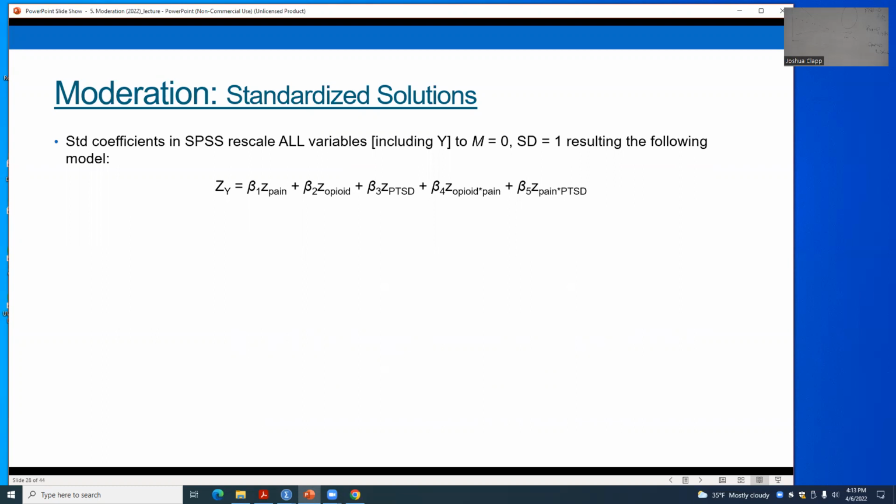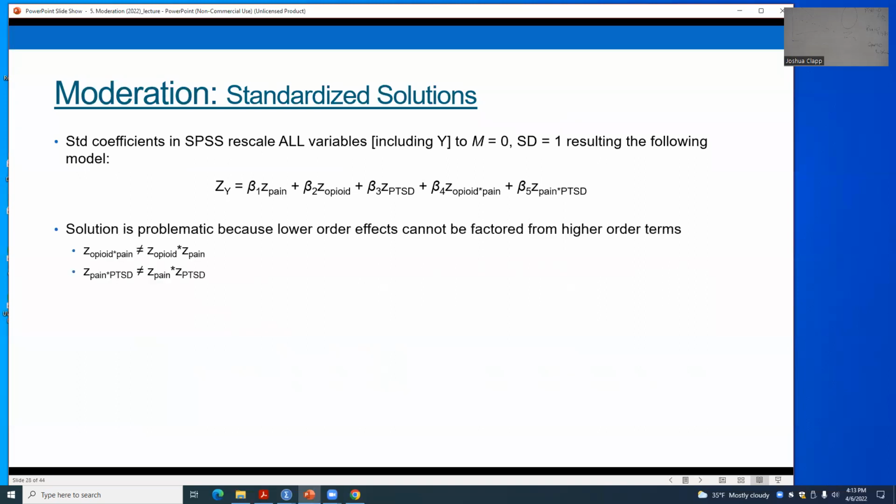People see what's happening. You can literally recreate this if you go through and just take z-scores of all your variables and rerun a regression model with z-scores. The unstandardized coefficients in that model will be equal to the beta values that you got before. Okay. Problem is, you've gone through SPSS and calculated the interaction of opiate use and pain and PTSD as the product of those variables, and that's going to give you a column of numbers.